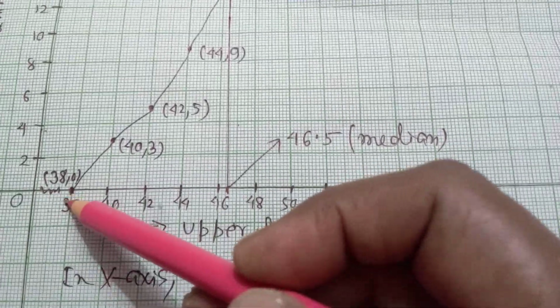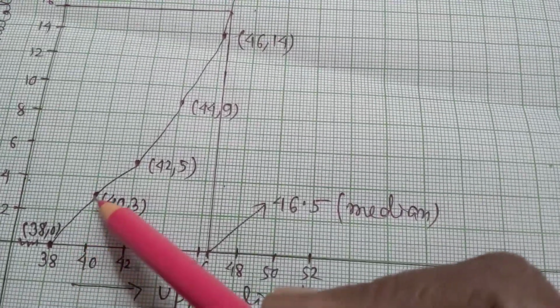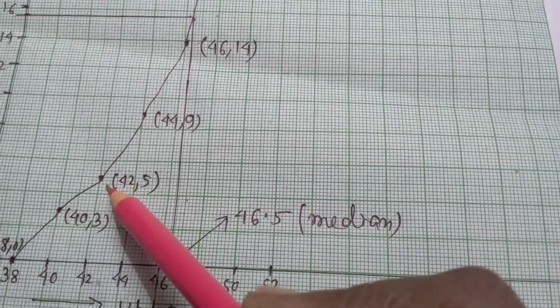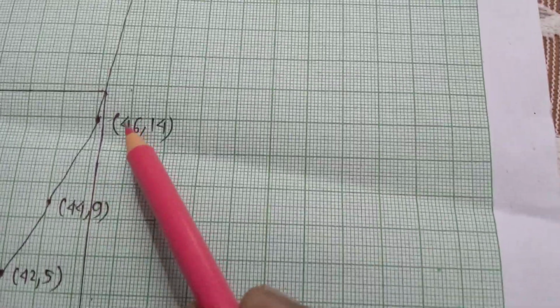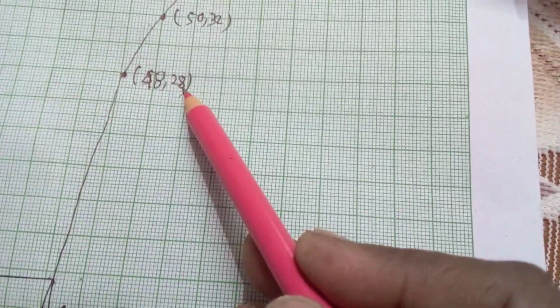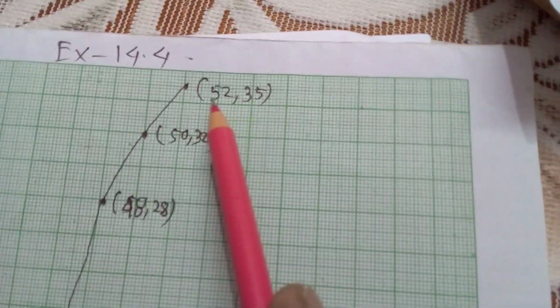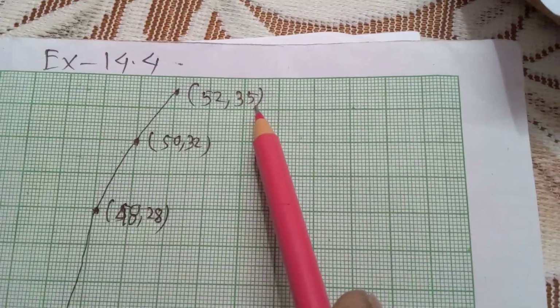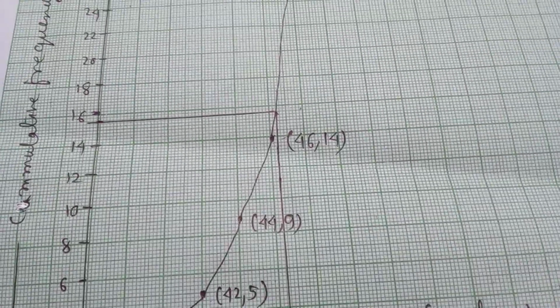Now look here. This is the point 38, 0. This is the point 40, 3. It is 42, 5. It is 44, 9, it is 46, 14, 48, 28 and this is 50, 32 and this is 52, 35. Now this is the graph and through this graph we have to take out the median.